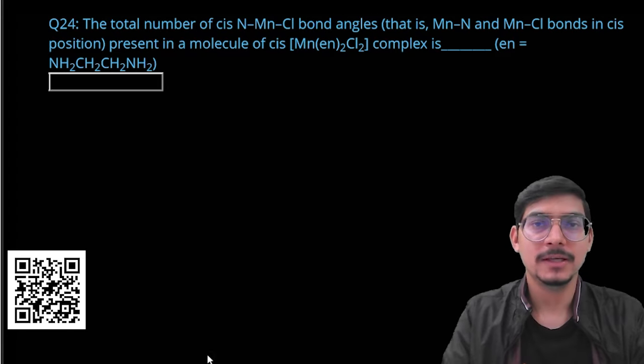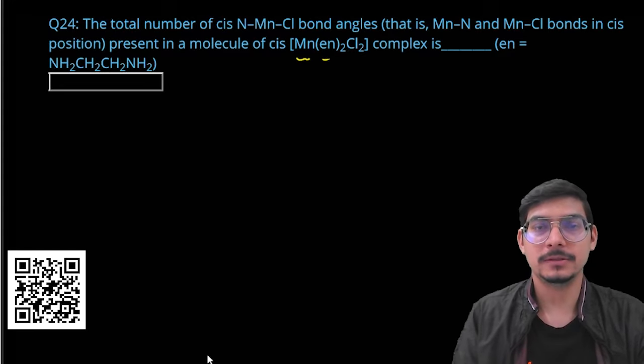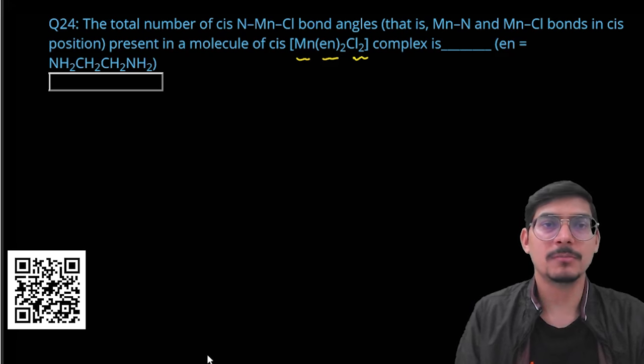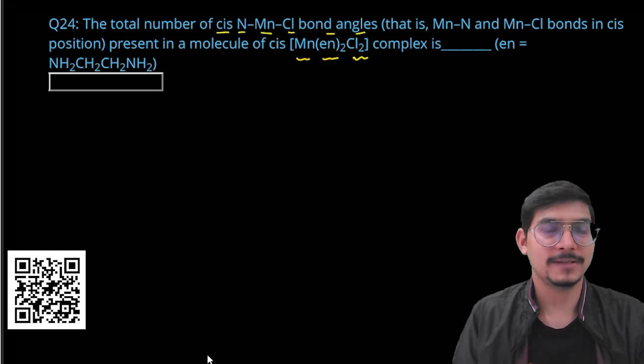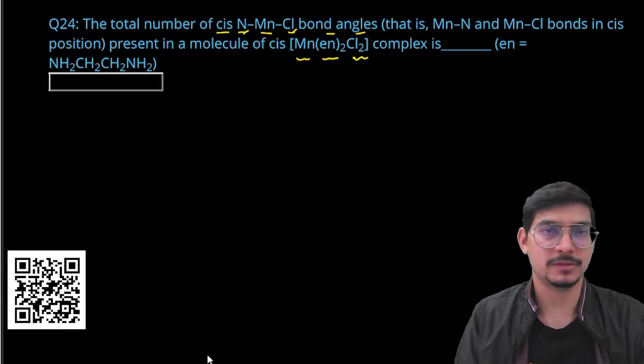Hi everyone. In this question, we have a complex that is Mn(en)2Cl2. That is, the central atom is manganese. There are 2 symmetrical bidentate ligands, ethylenediamine, and there are 2 chlorido ligands. We have to tell the total number of cis N-Mn-Cl bond angles. As in, we have to count the total number of bond angles that involve manganese as the central atom and a nitrogen atom and another chlorine atom in a cis fashion.